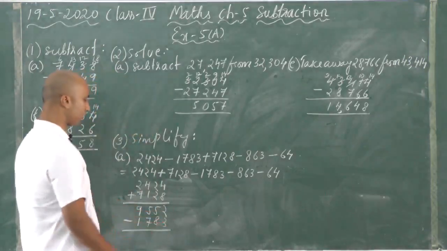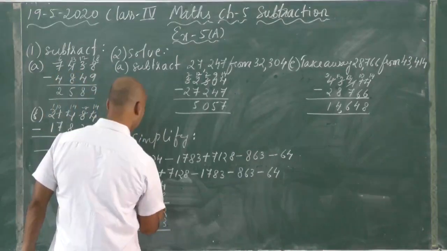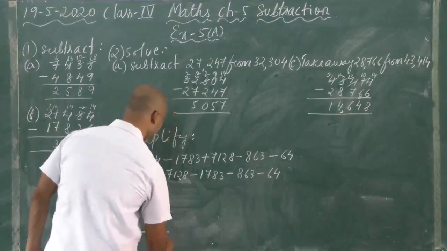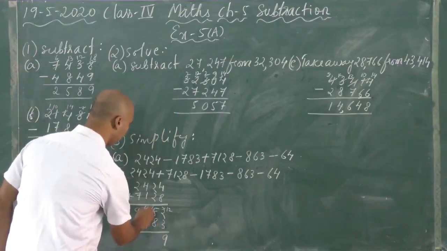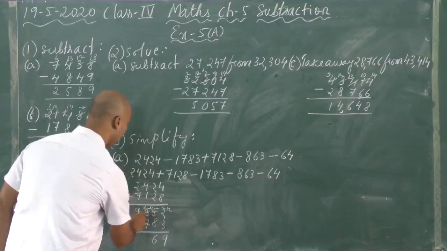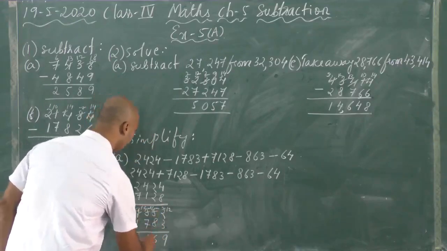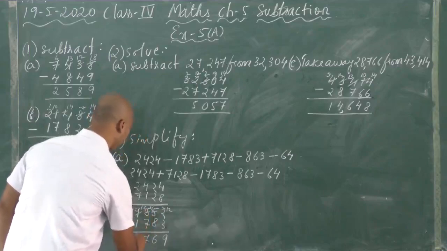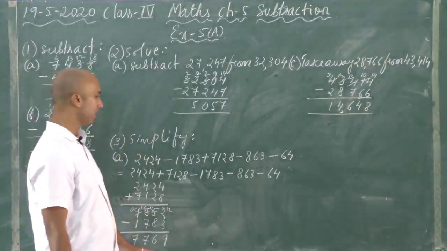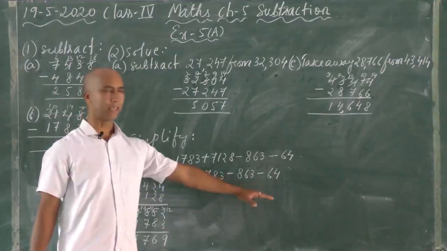Okay, from 2 you cannot, so you will borrow. This 5 will become 4. This will become 12, from 12, 3, 9. From 4 cannot borrow, 4, 14, from 14, 8, 6. Again you will borrow, 8, 14, 14, 7, 7, and from 8, 1, 7. So 7769. Now there is no space, so I am writing it over here.